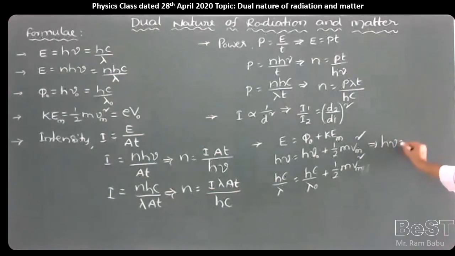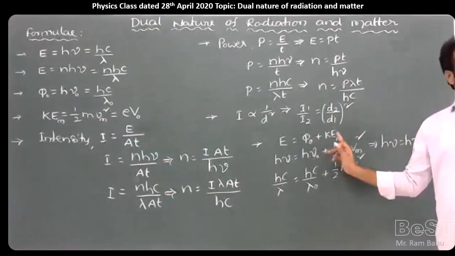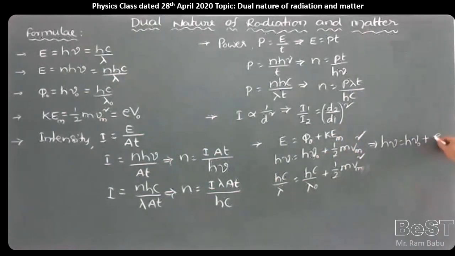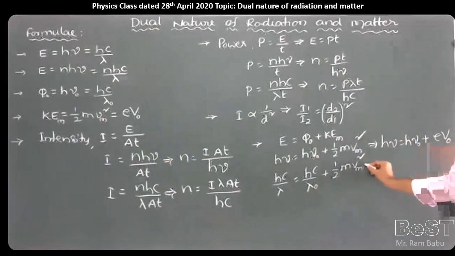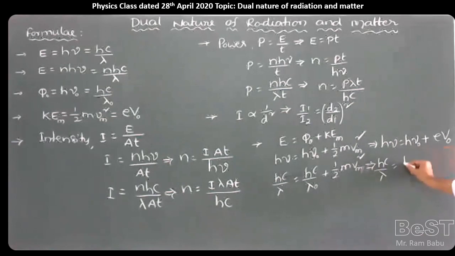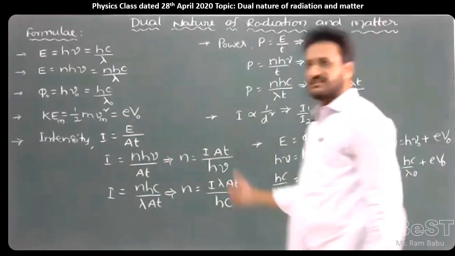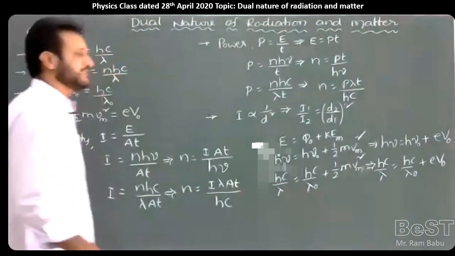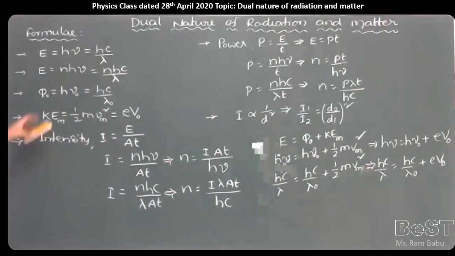In this formula, I also write one more formula. h nu is equal to h nu naught plus the maximum K of the photoelectrons, e V naught. Or in this formula also, hc by lambda is equal to hc by lambda naught plus e V naught. Here e V naught indicates the kinetic energy, charge into potential difference.